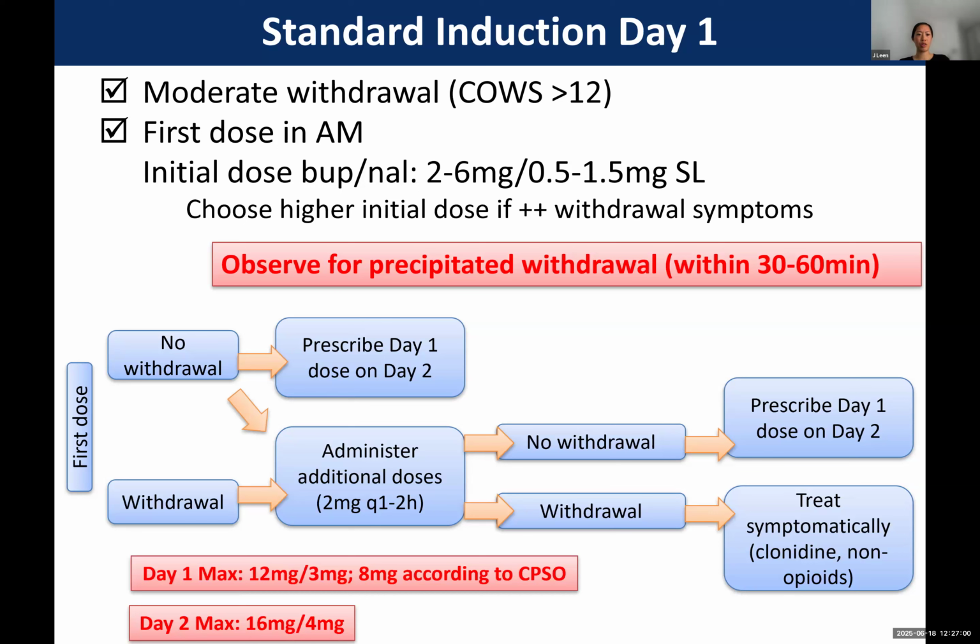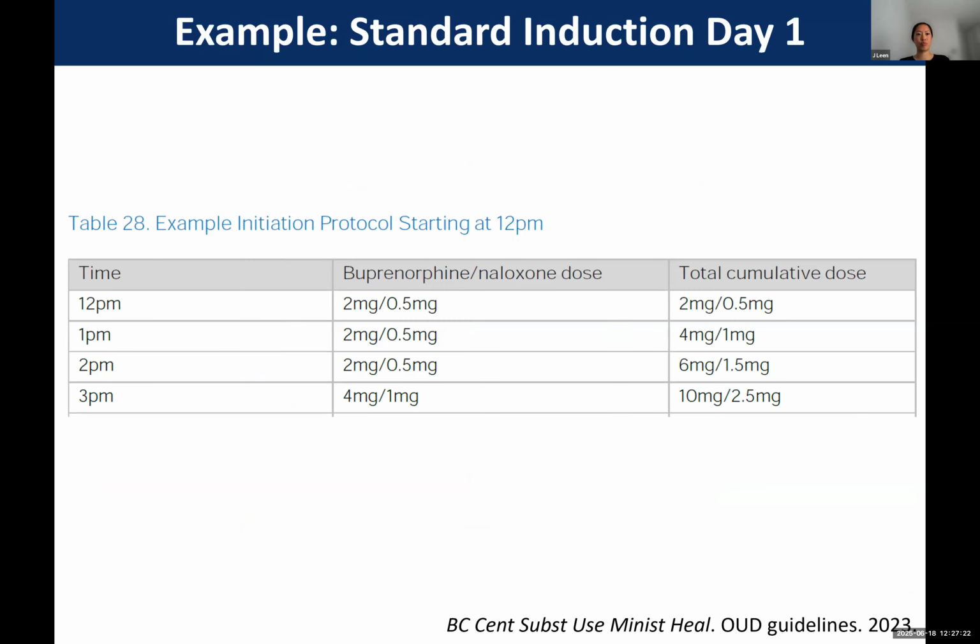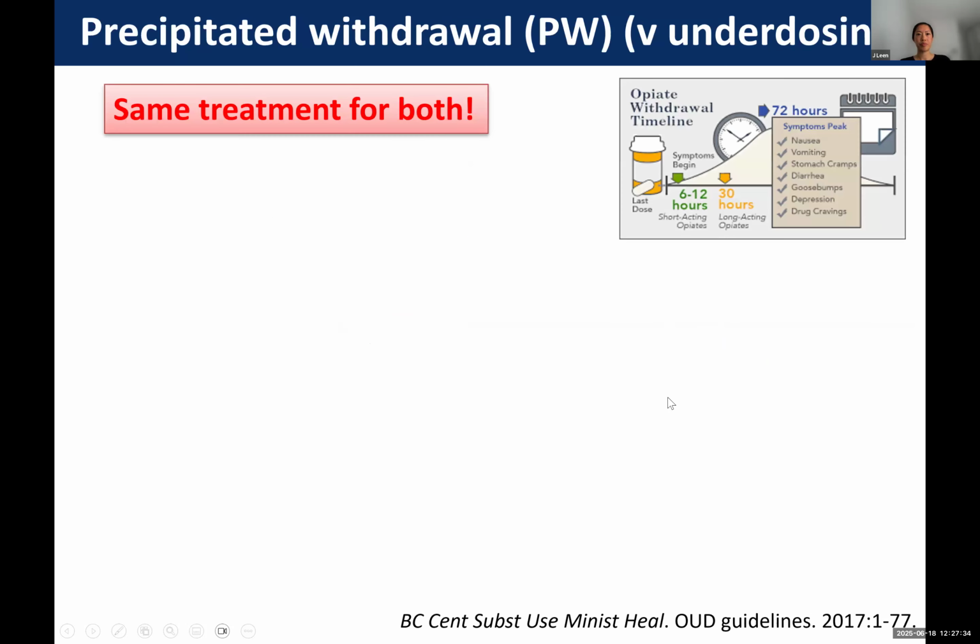And these maximums are really arbitrary, but if you're by the book, the day one maximum to give a patient in the monograph is 12 milligrams. And according to the CPSO, it's actually 8 milligrams, so even lower. And the day two maximum is 16 milligrams. So this is an example protocol where they started off with giving the patient 2 milligrams, and then over the next subsequent 3 hours, they got all the way up to 10 milligrams.